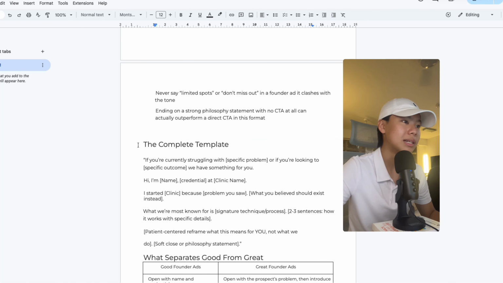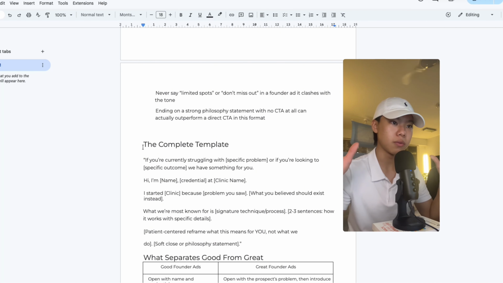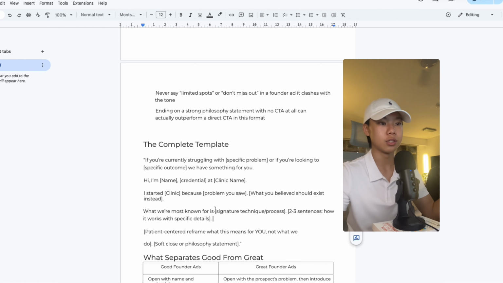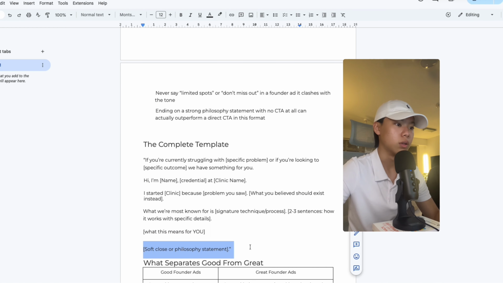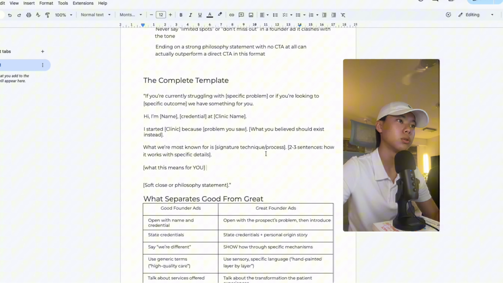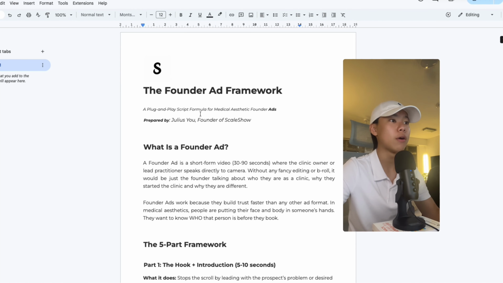Okay, so the complete template that you can follow. Okay, so if you're currently struggling with a specific problem or if you're looking into a specific outcome, we have something for you. Hi, my name is this, I have a credential of this, and I am at clinic name. I started this clinic because of the problem that I solved and what you believe should exist next. And what we're most known for is the signature technique or process, 2 to 3 sentences on how it works with specific details, what this means for you, and a soft close or philosophy statement. Okay, cool. So this is the entire founder ad framework.